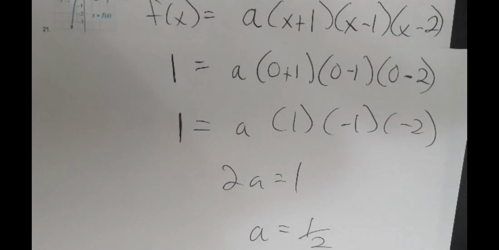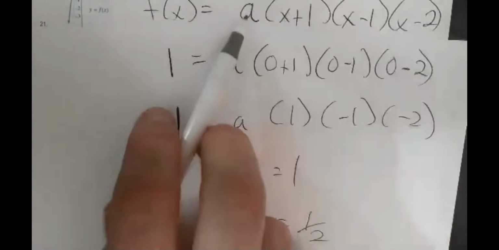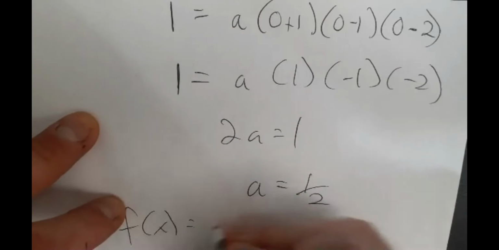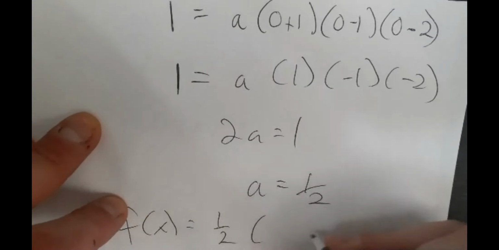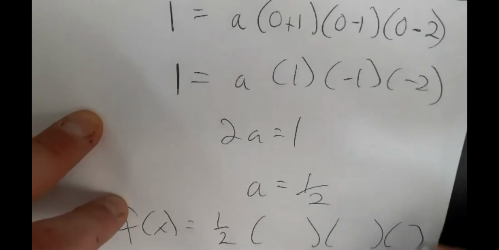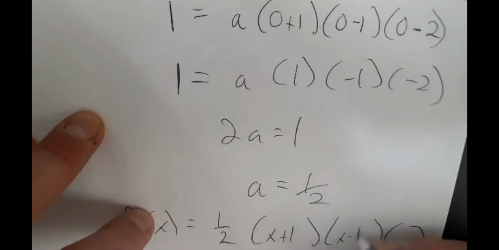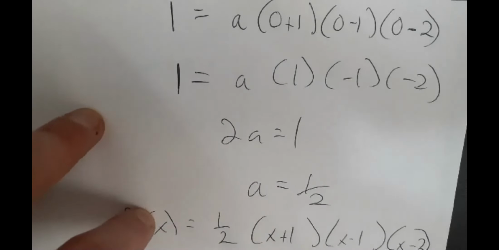So what do I have to do now? I'm almost there. There's one little thing. Plug in the 1/2 back into this thing. That's it. I'm doing f of x. I'm plugging in my 1/2 into this thing, and I got my 3 factors. So my 3 factors were what? X plus 1, x minus 1, and x minus 2.